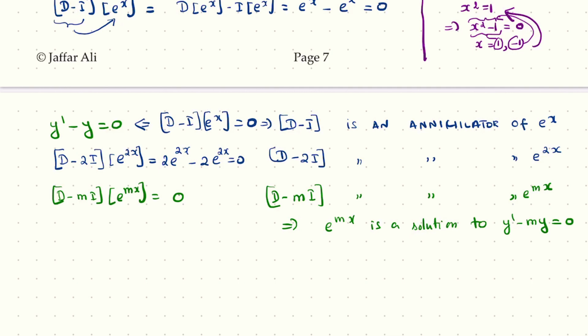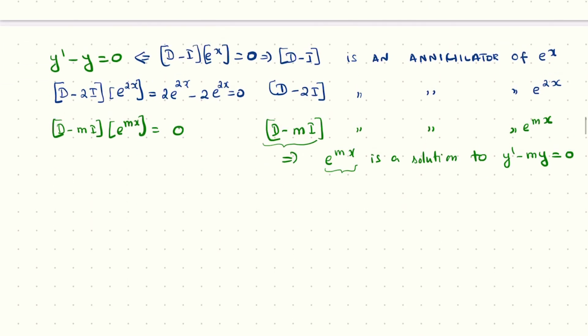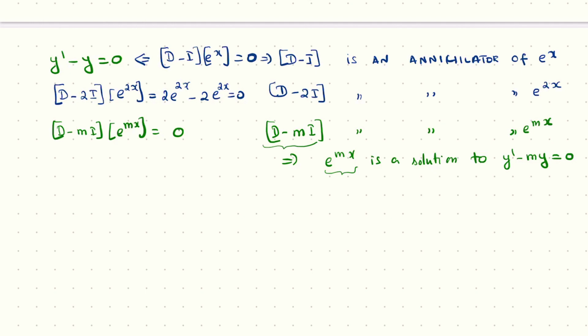Now let's take a look at this. In general, when you have this form, we know that this would be a solution to that. These are first order. Now let's take a look at the second order. Let me change to a different color. Let's take a look at this differential equation.